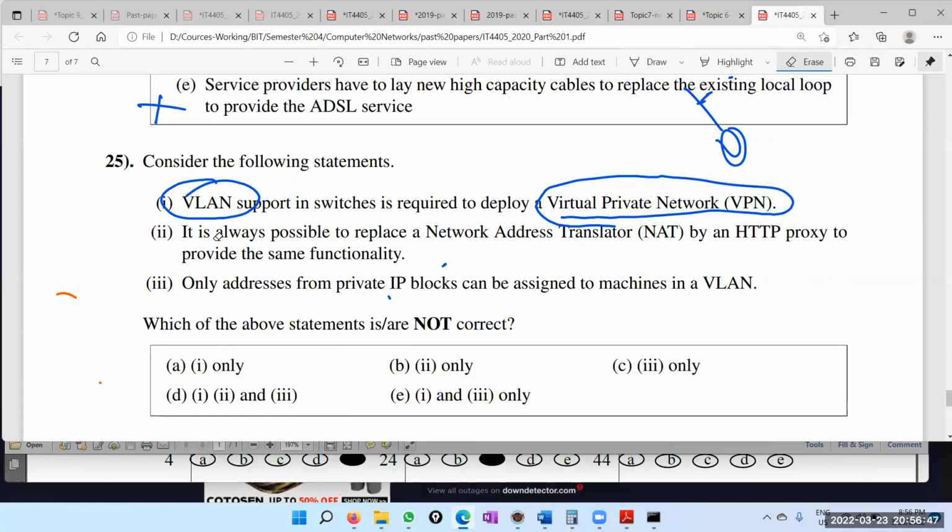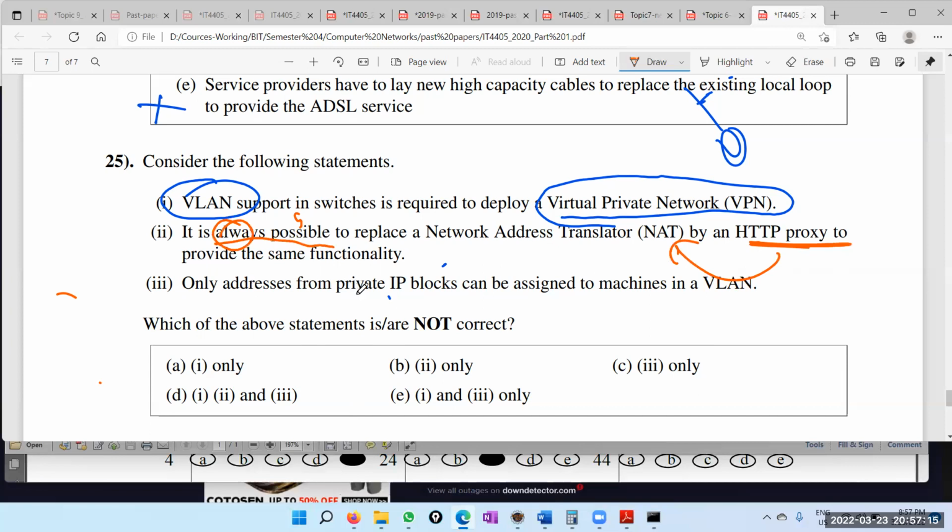we can't say always, right? Because some features, I don't know. I'm not very sure about this, okay? Whether it is always possible, because not every HTTP proxy server provides the NAT functionality. That is the issue, right? Some HTTP proxy servers provide the NAT functionality because they are two different things, okay? So therefore, I'm not very sure whether we can use it always, but that is possible.